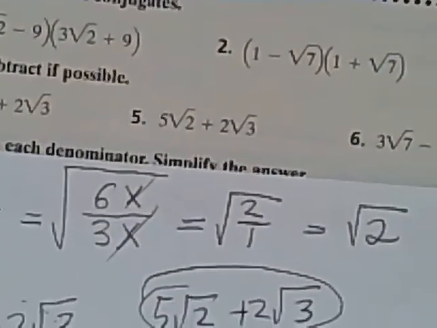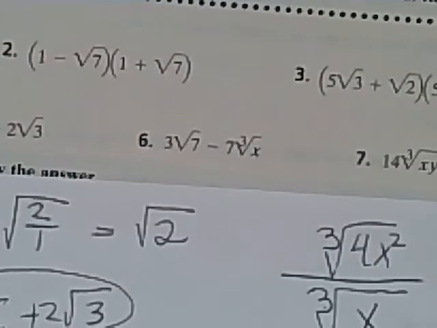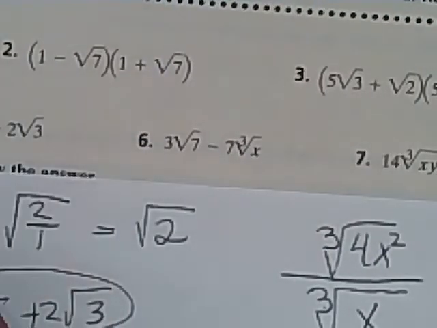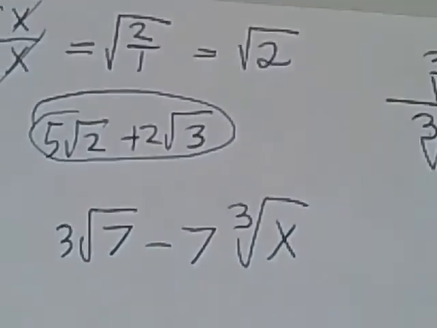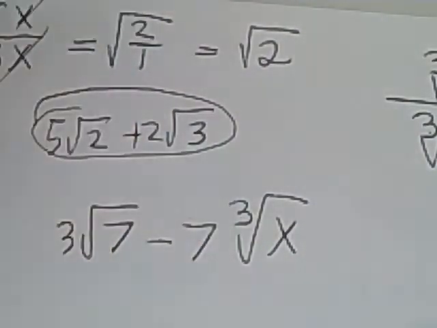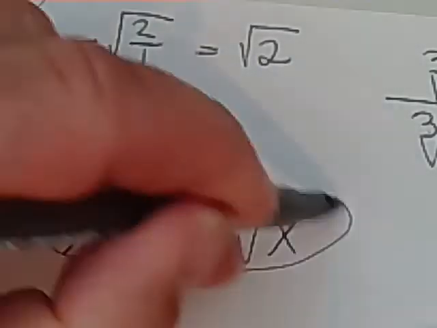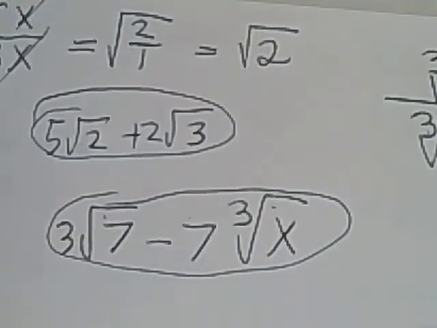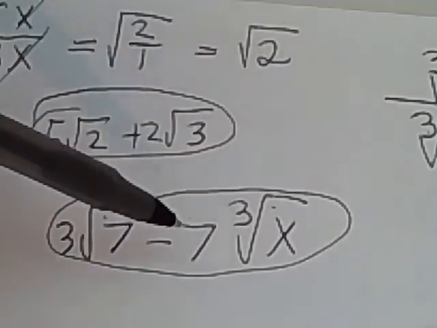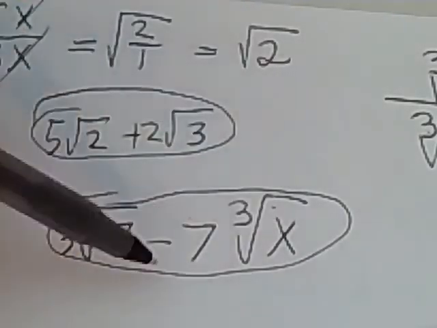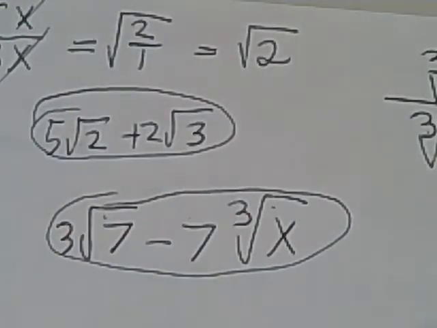I'm going to do number 6. Number 6 says, what is 3 radical 7 minus 7 times the cube root of x? Apples, oranges. Cannot be simplified. I claim you can't do anything with this. There's the answer. And eventually, if someone gives you a value of x, you plug it into your calculator and you say, oh, here's the answer.